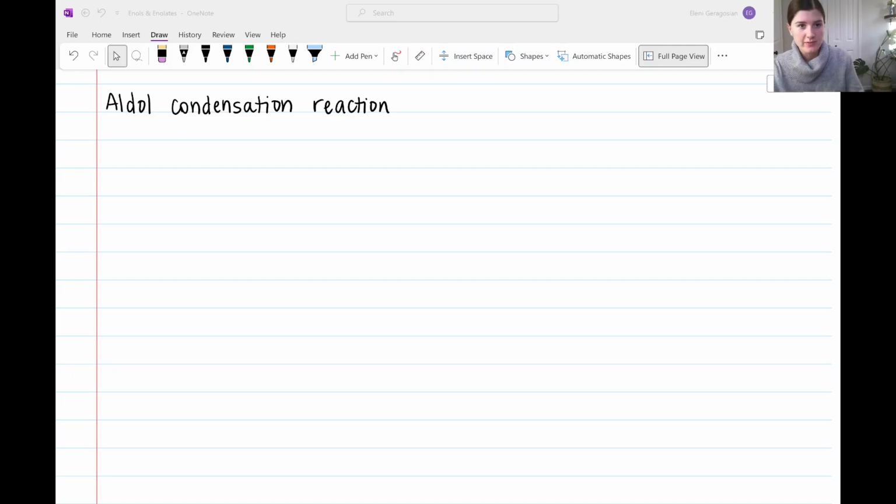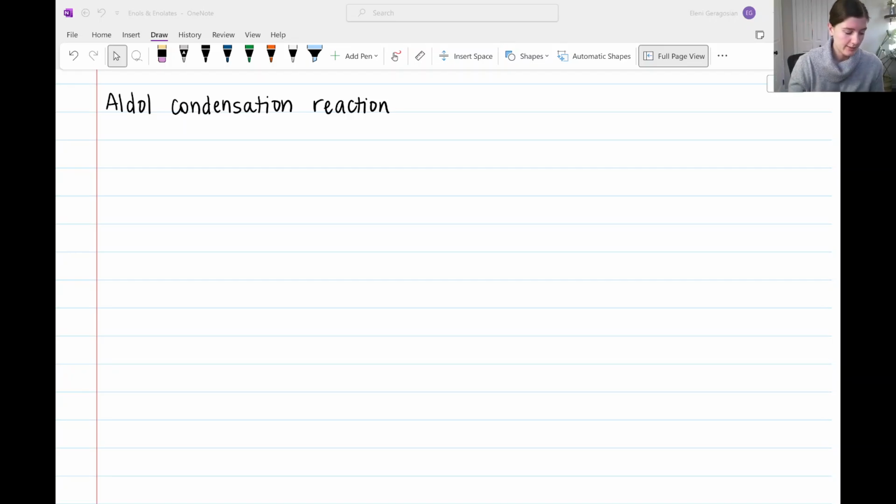In the previous video, we talked about the Aldol reaction. Now this is a very similar reaction and it involves the mechanism from the Aldol reaction, but we have slightly different reaction conditions that promote the reaction to proceed a few more steps.